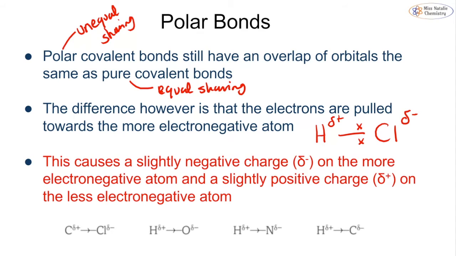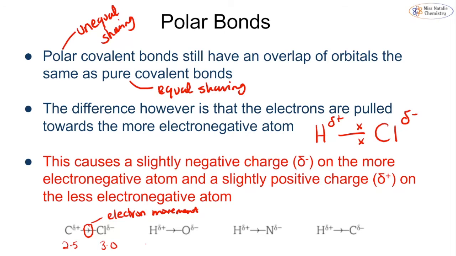So if you see a delta positive and delta negative, this tells you that there is a difference in electronegativity. And the more electronegative atom is going to be the negative charge. So for example, if we have carbon and chlorine, carbon has an electronegativity of 2.5, chlorine is 3. So the chlorine is the slightly negative, and you can see that we have this arrow here, and the arrow shows the electron movement or the attraction for the electrons, so which one they're going to be more attracted to.